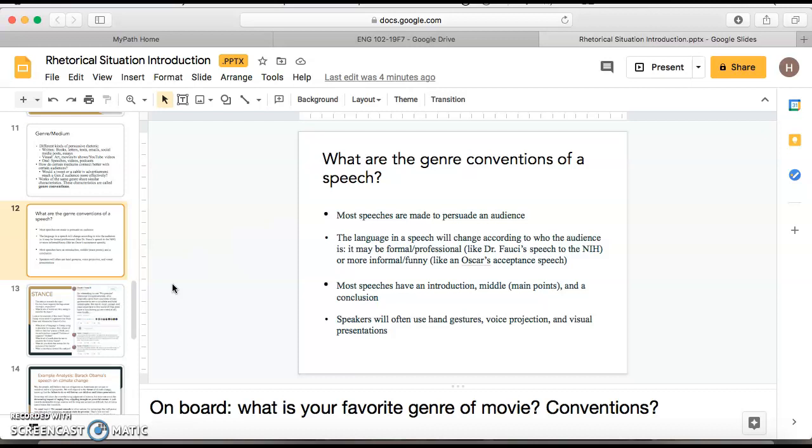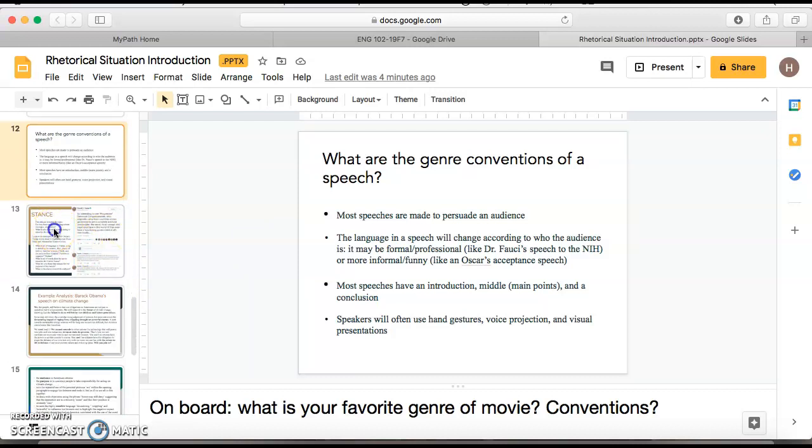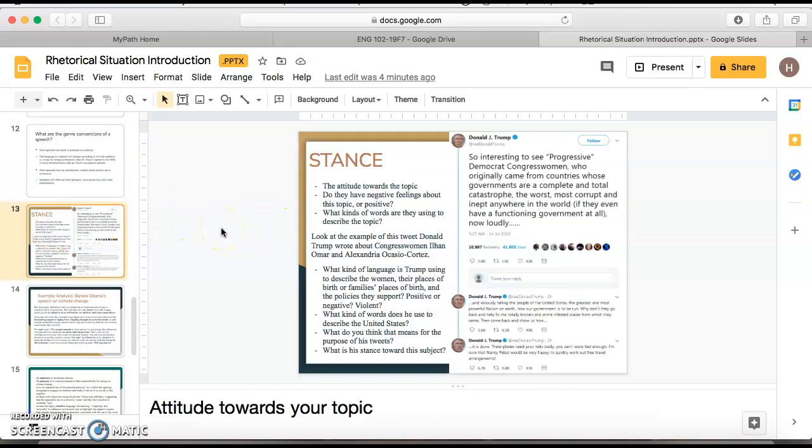Voice projection, by that I just mean either they're yelling. When you're thinking of the speech in Braveheart, for example, he has to yell to his men so that they hear him, or using a microphone if you're giving a normal speech, like a college commencement address. And then visual presentations might include a PowerPoint, which will be used by a lot of people, like in TED Talks, for example. They'll use PowerPoint presentations.